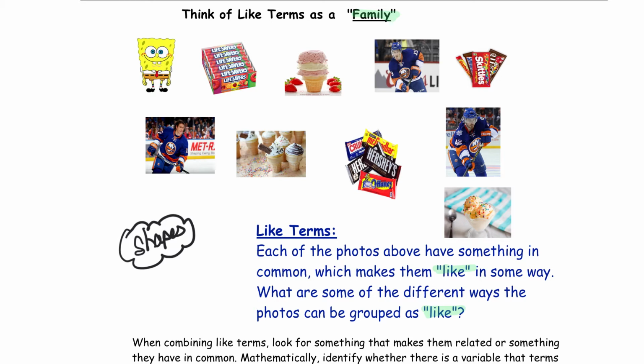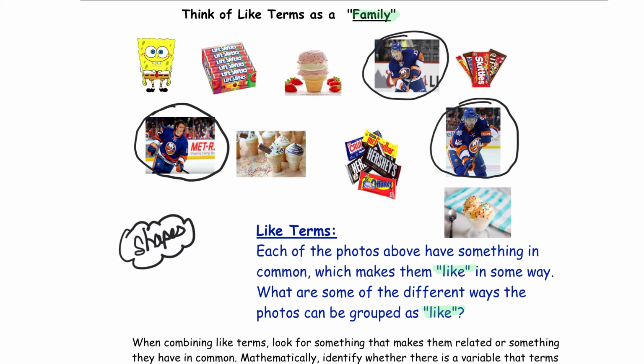So first off, I notice there are 3 hockey players. Of course, one of Mrs. Spatola's favorites, Matt Martin here. So I'm going to put a circle around the hockey players. Okay, and then we have one here, Matt Barzell. And then we have another one here. So we have 3 hockey players.